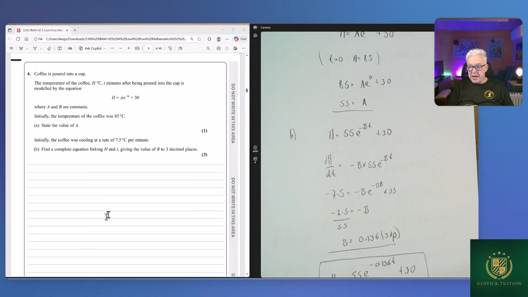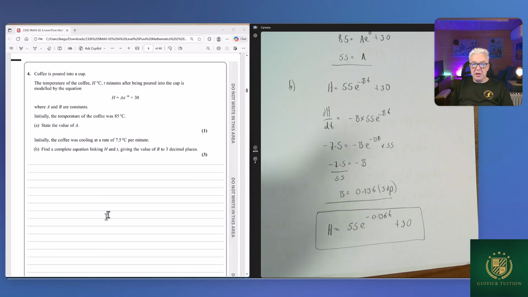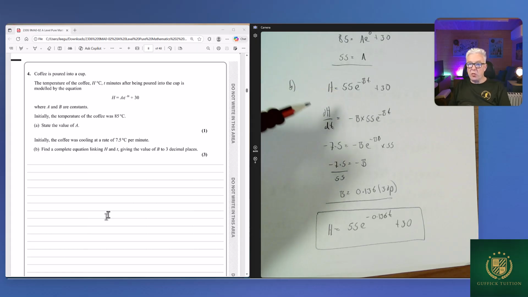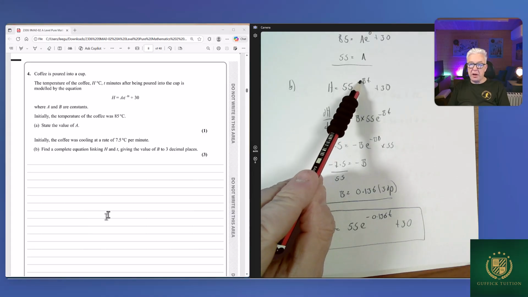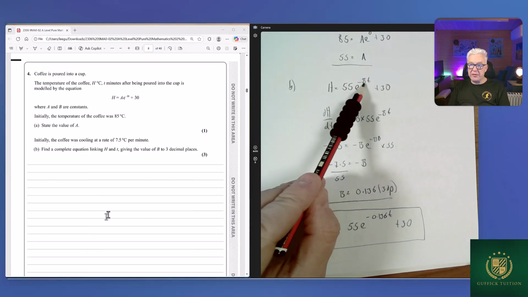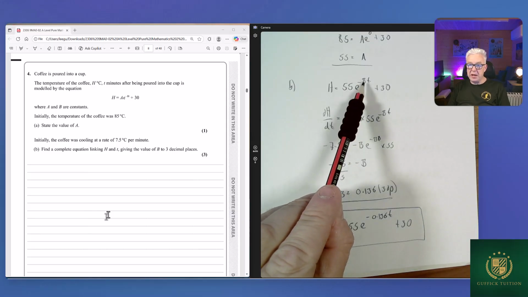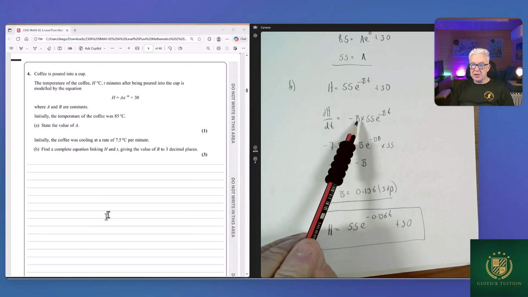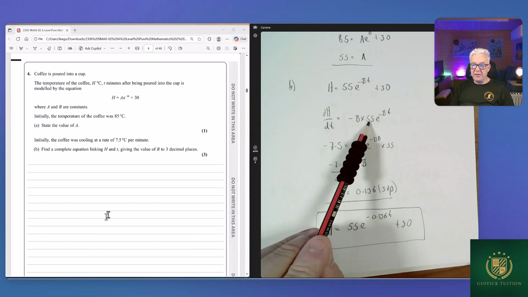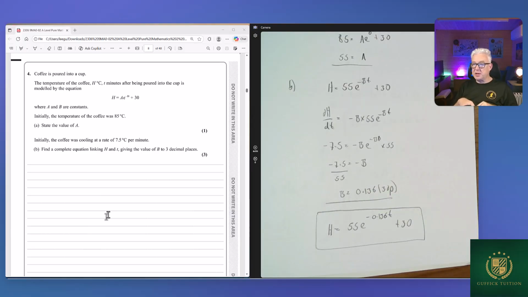So our key word there is the word rate. So that means we need to differentiate. So we're going to differentiate this with respect to t. Now when we differentiate it, what we do is we basically multiply by the derivative of the inner function. And the derivative of minus bt with respect to t is minus b. So when we differentiate this, we get minus b times 55 e to the minus bt, and the 30 disappears because it's a constant.